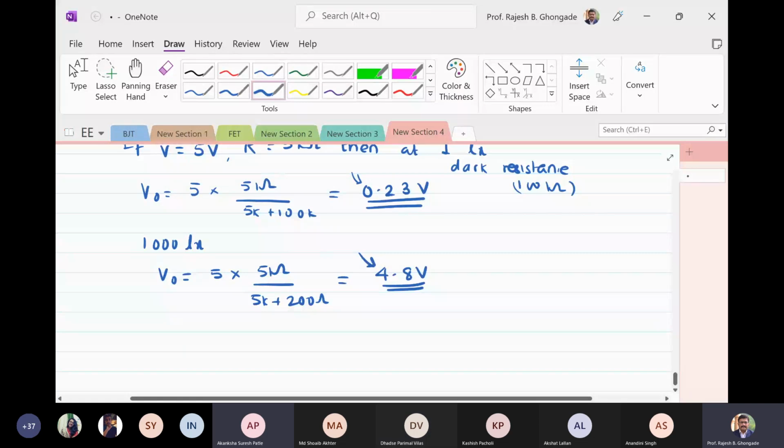I think we have already crossed the time limit, so we will stop here for today. Next time we will start with another device, that is photodiodes and phototransistors.